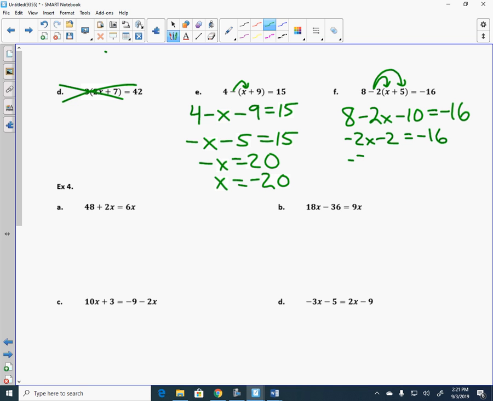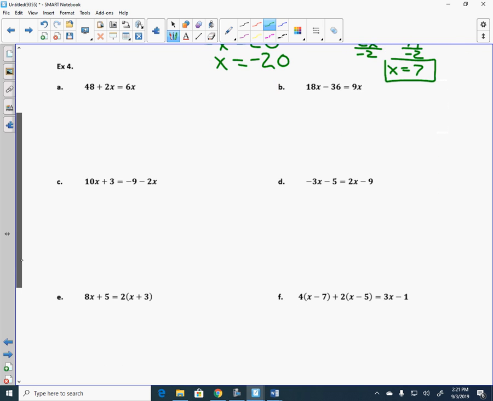Add the 2 to both sides. -14. Divide by -2. X is 7. Good work. Just about. We'll try just a couple of these.